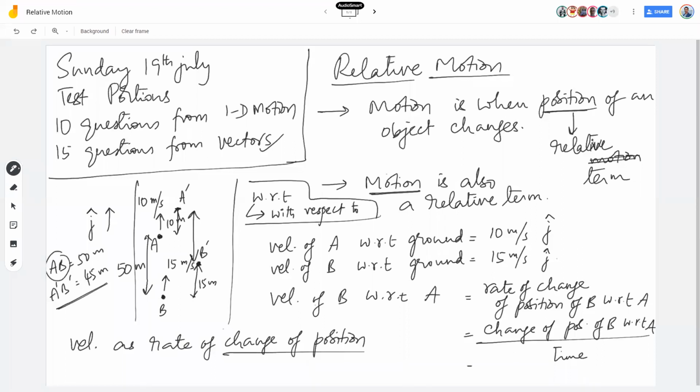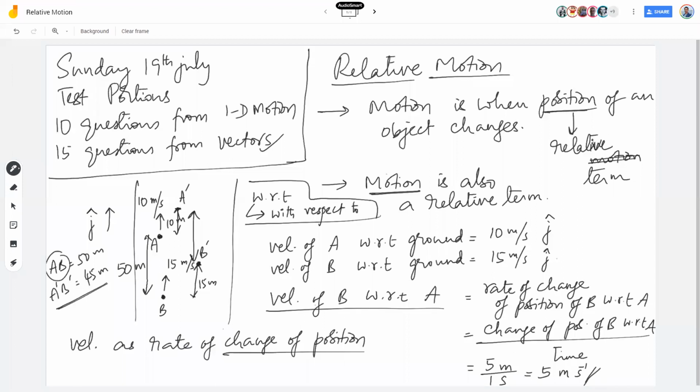With respect to A, the position of B has changed by how much? It was 50 meters. See, A was 50 meters ahead of B. Now A is 45 meters ahead of B. So the position of A with respect to B or position of B with respect to A has changed only by 5 meters. In what time? 1 second. So 5 meters per second is what is called as relative velocity of B with respect to A.